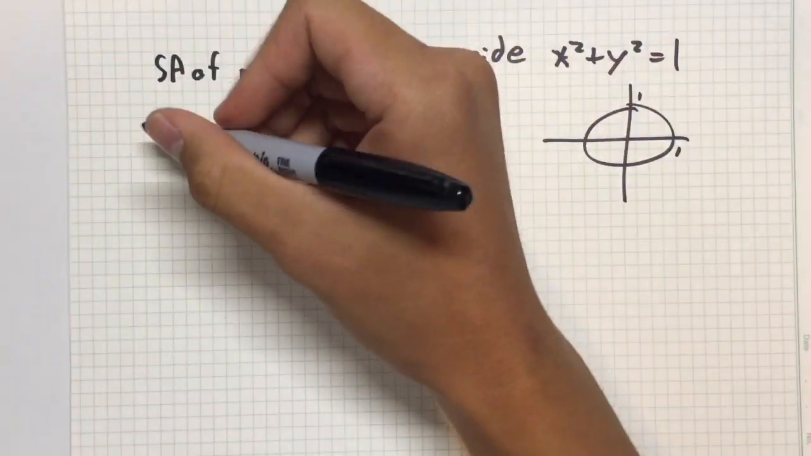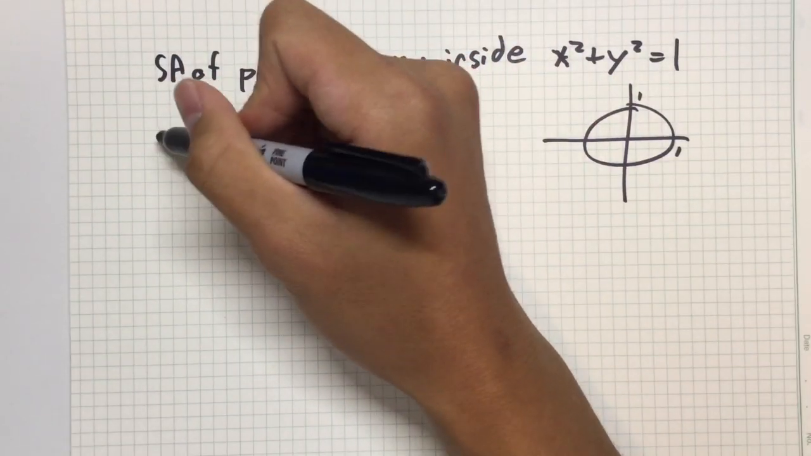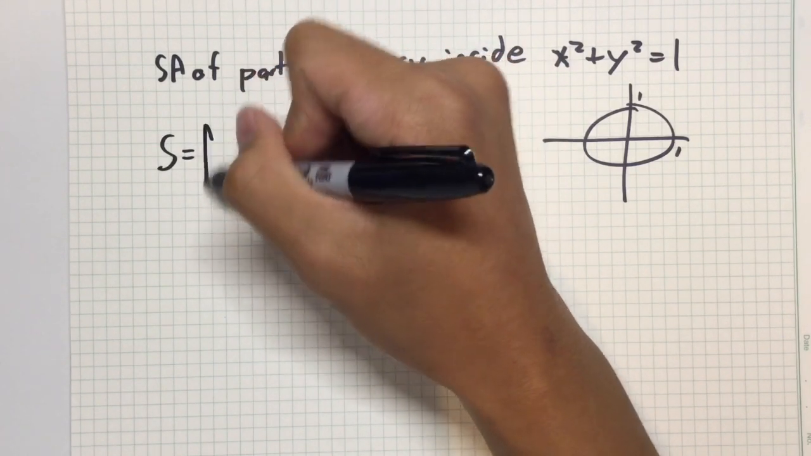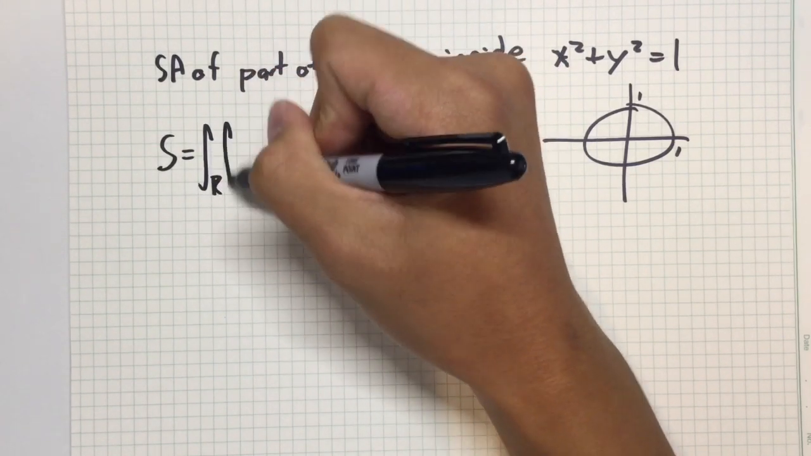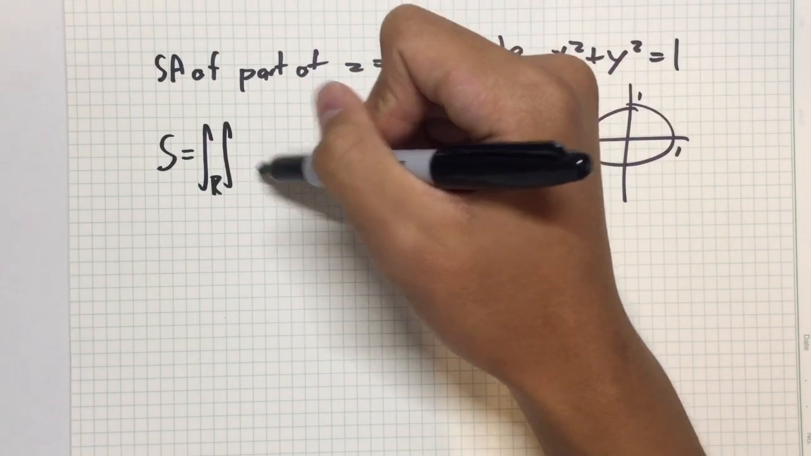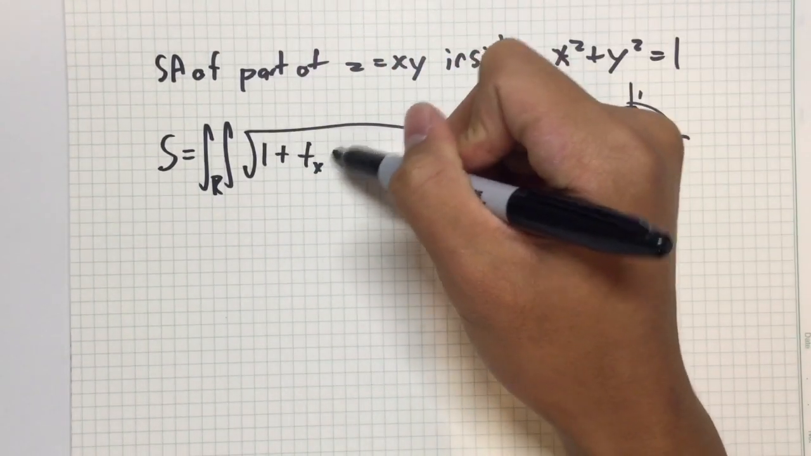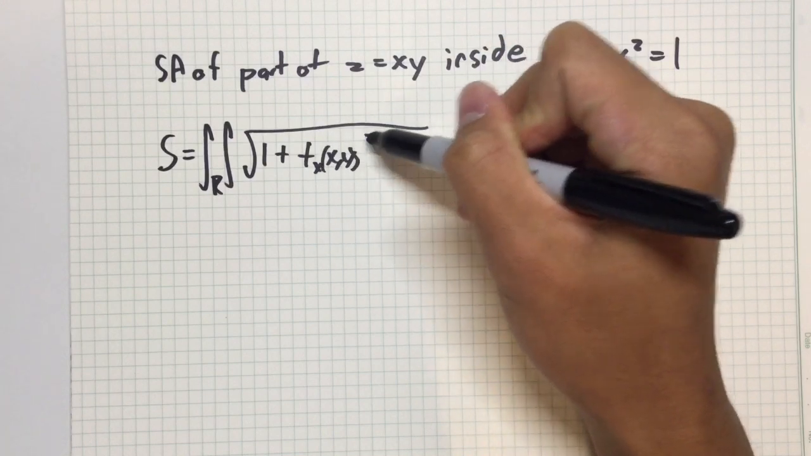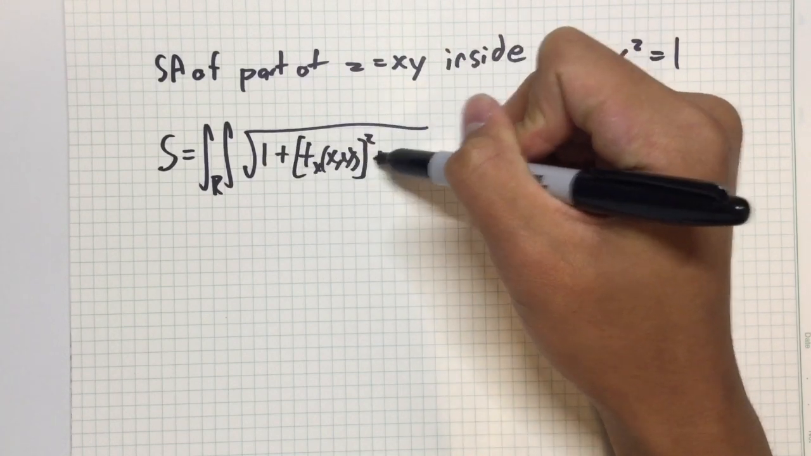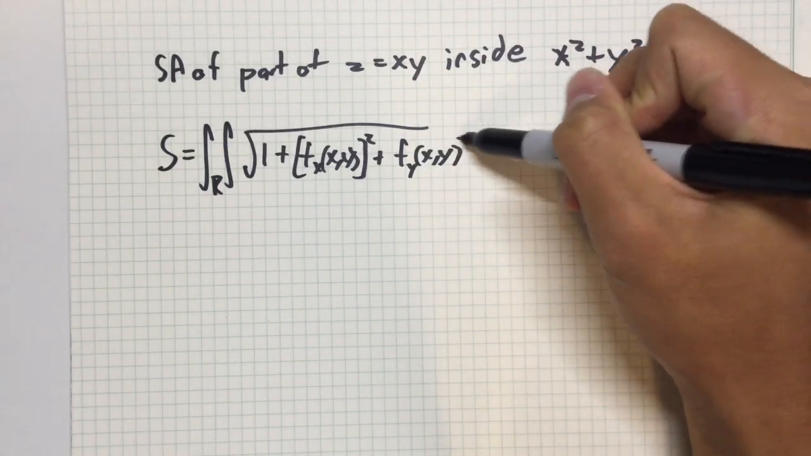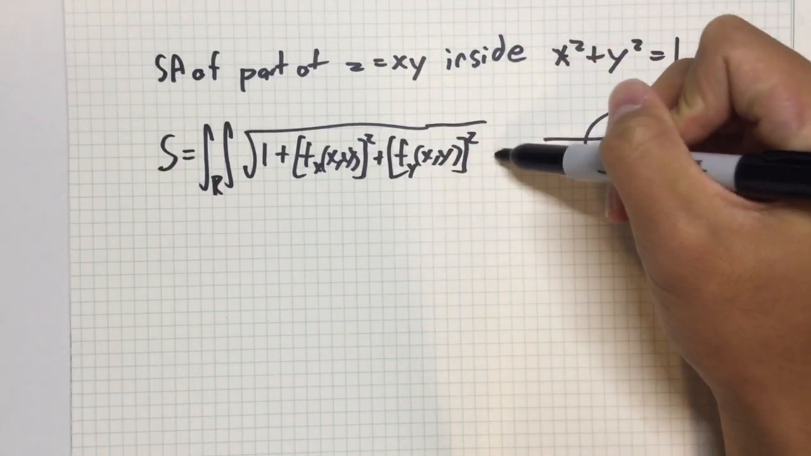And I'll write down the formula because you should know the formulas. The formula would be surface area equals the double integral of the square root of 1 plus the partial derivative of x squared plus the partial derivative of y squared dA.